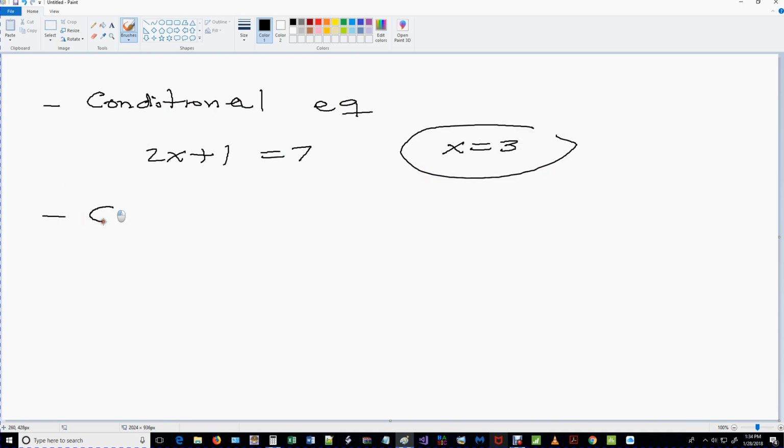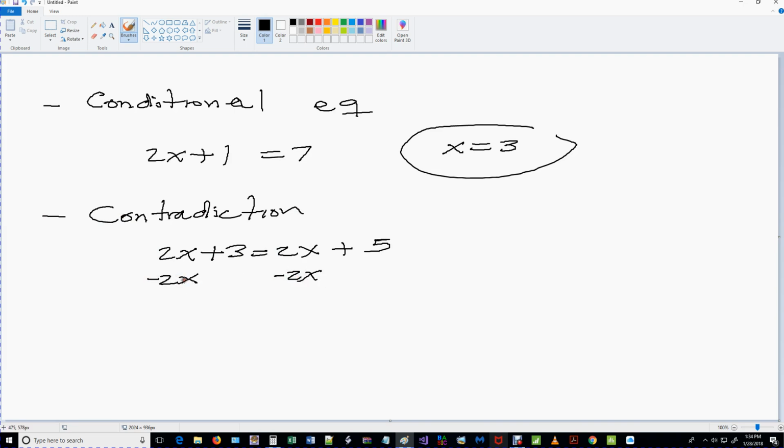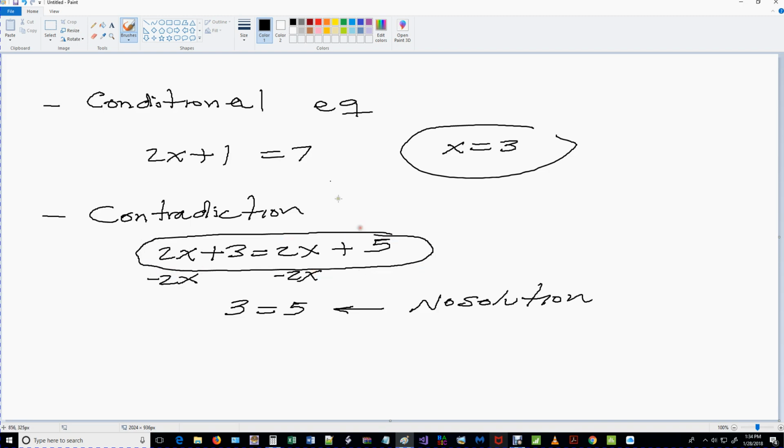The other kind of equation is called a contradiction. In some cases, you get something like this: 2x plus 3 equals 2x plus 5. You want to solve this equation, and you move all the x's to the left, right? So you subtract 2x. The x's cancel everywhere, and the only thing left is 3 on the left and 5 on the right. And you notice this is a contradiction, clearly. And what that means is there's no solution, right? Because you end up with a contradiction. So this equation right here is never true.